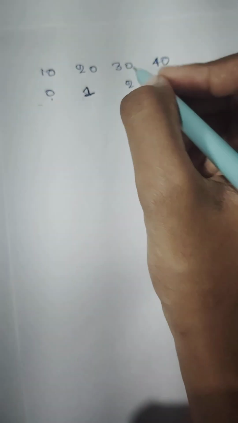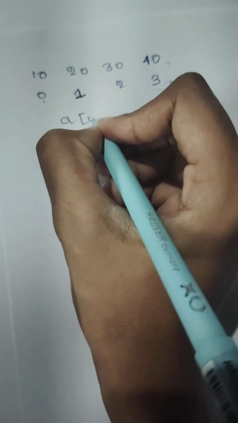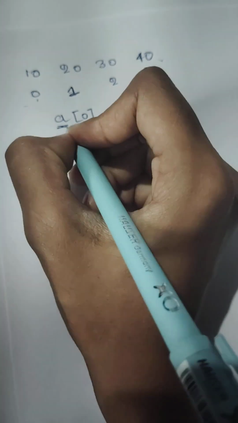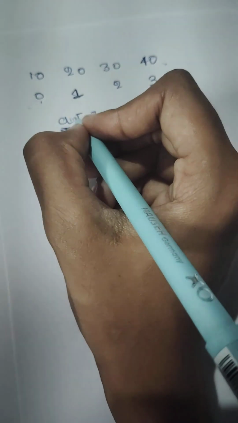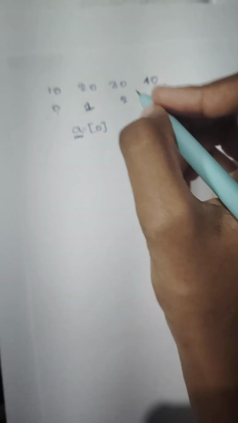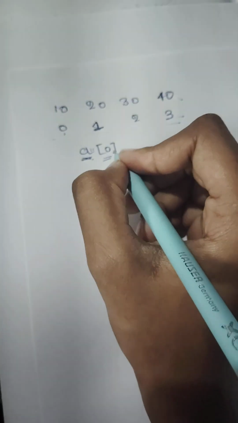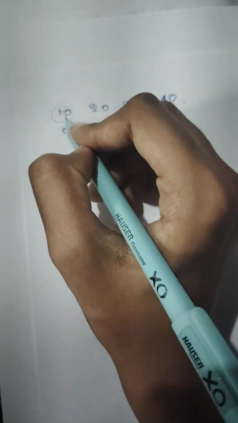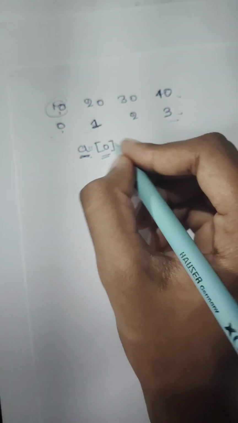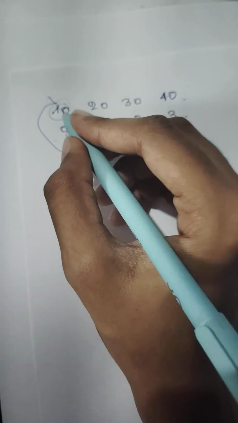While accessing certain elements, you just use a of 0, where a is your array name. You can also use arr or something else, whichever you want. While accessing these elements, you will use the indexes. If you want to access this 10, you will use a of 0. A of 0 indicates the value stored at the 0th position.